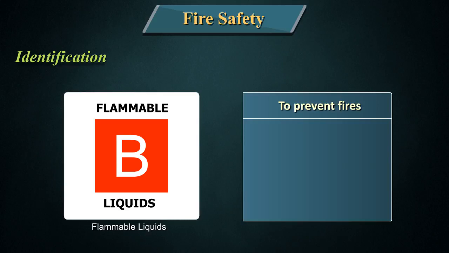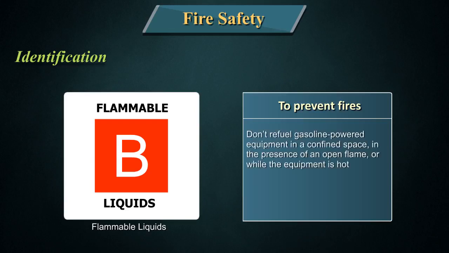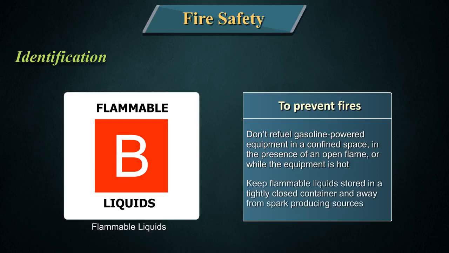Symbol for flammable liquids. Description. Extinguishers for Class B fires are identified by a square containing the letter B. If colored, the square is red. To prevent fires, don't refuel gasoline-powered equipment in a confined space, in the presence of an open flame, or while the equipment is hot. Keep flammable liquids stored in a tightly closed container and away from spark-producing sources.